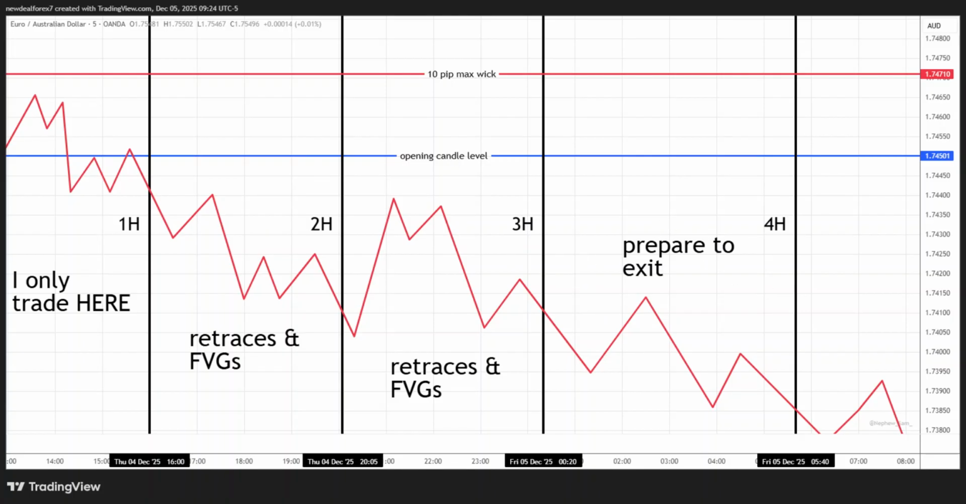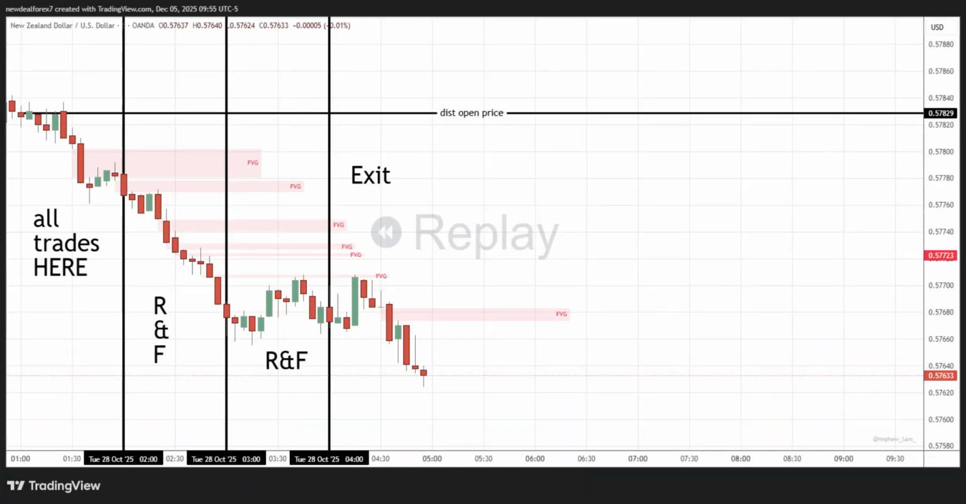All right. So this is how it looks on a real chart. This is a 5-minute chart. So hour one, all trades are here. Get in where you can. Even if it's just right here on this fair value gap, that's fine. If that's your entry, so be it. Stop loss can go above the first candle in the fair value gap in that case. This isn't really about entries. This is more about recognizing the candle's behavior.